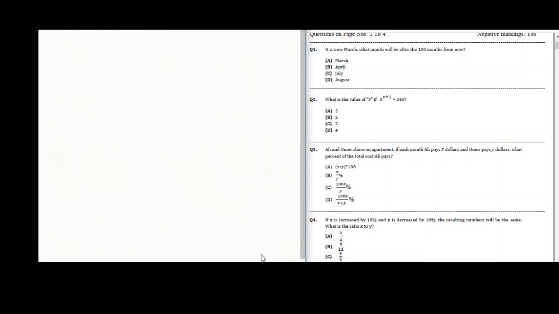Similarly, for question number 3: Ali and Umar share an apartment. If each month Ali pays x dollars and Umar pays 100y dollars, what percentage of the total cost does Ali pay? So this is a simple extended ratio question.